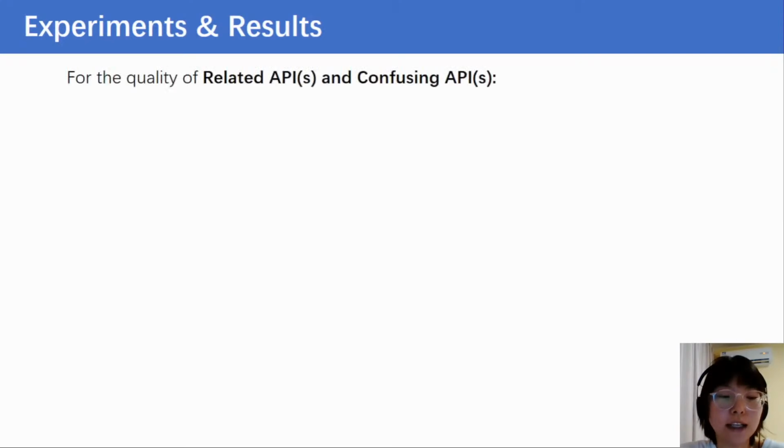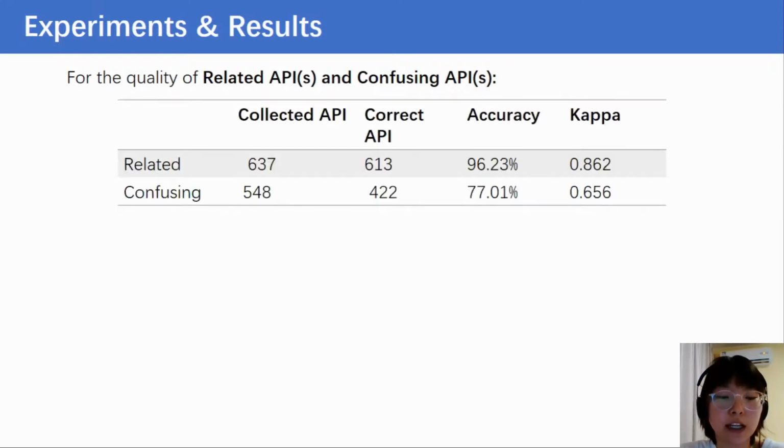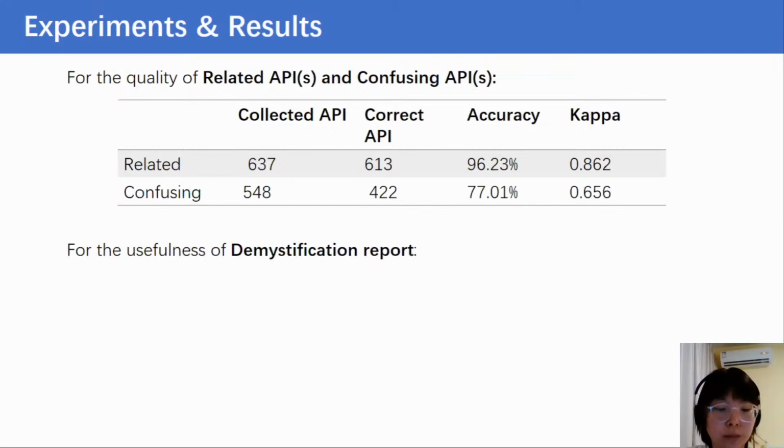For the quality of identifying related APIs and confusing APIs, our method can almost perfectly identify related APIs. The accuracy of identifying confusing APIs is also acceptable, but it is more challenging, partially due to the code informality on Stack Overflow and partially because of the vague definition of confusing. After the quality evaluation, we also conduct a user study to evaluate the usefulness of our report.